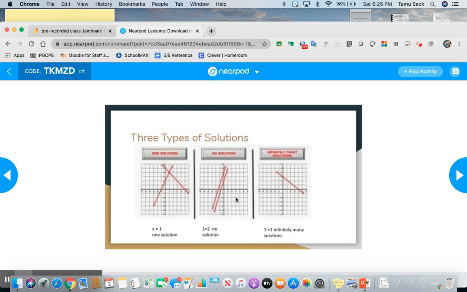Okay, today we're talking about 3 types of solution. One solution is when you get an answer for x. You can see that it's graphed at a point. No solution is when the 2 lines never touch. They're parallel, and you see 1 can never equal 2. That's why it's no solution. And infinitely many solutions is when the 2 lines overlap each other. So you know you have that kind of solution if you get a number equal to itself.